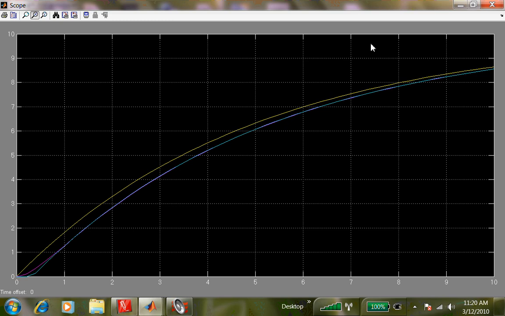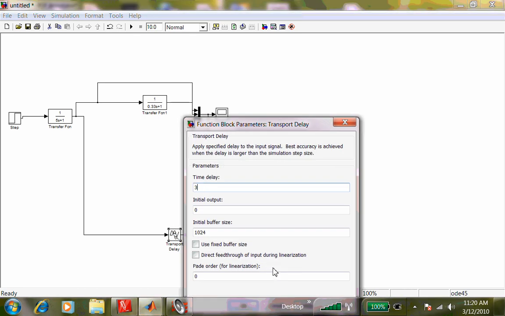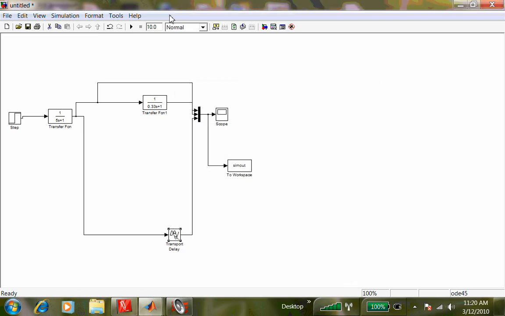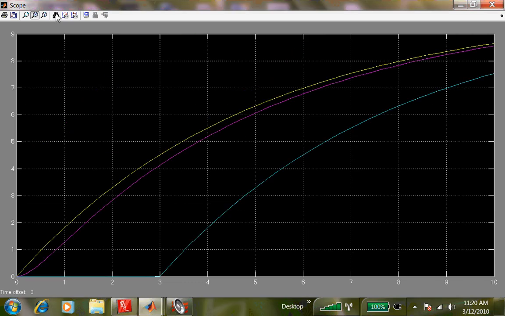Okay, the pure delay. So if, for example, I go back and put this time delay as not 0.33 but 3. Okay. Then what would you expect? So now the delay is definitely 3. Right? And so the difference is larger until, of course, 3 goes to a very large value. Eventually, they all have to reach the steady state.